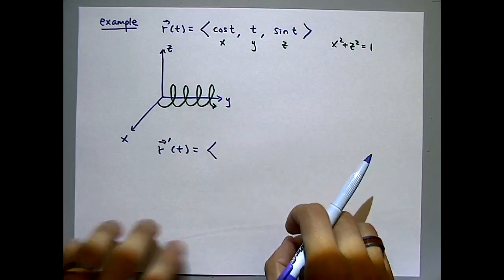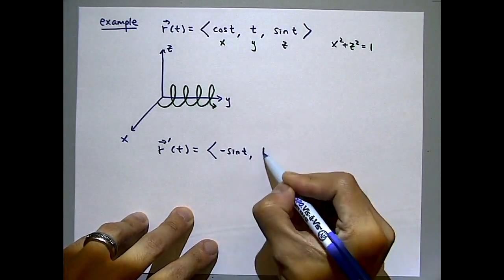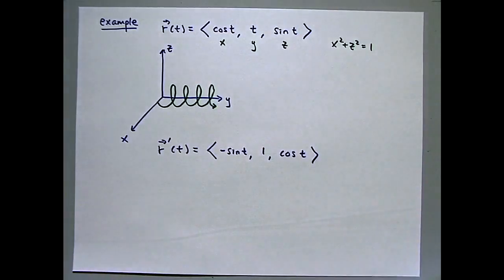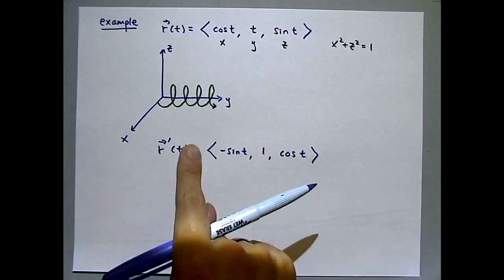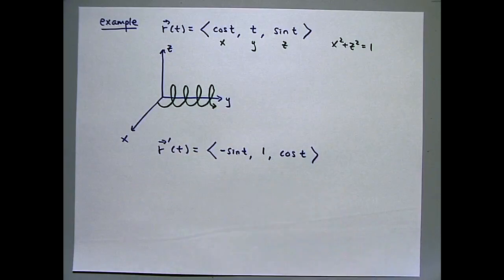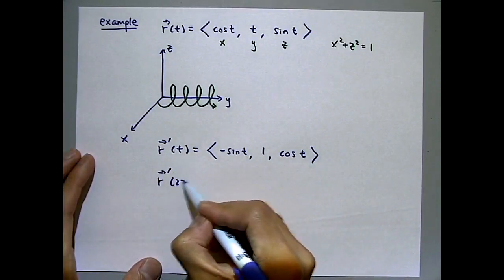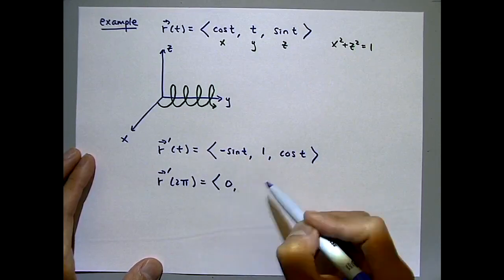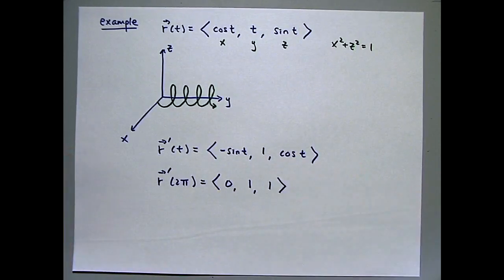Okay, let's take the derivative of this. This is easy. Minus sine, positive 1, and positive cosine. So once again, this will give you a vector that's tangent to the helix at any value of t. For example, r prime of 2 pi is 0, 1, 1.